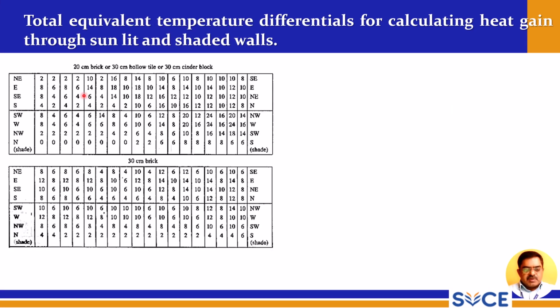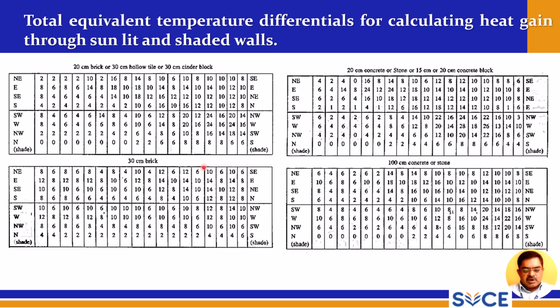So 20 centimeter brick and a 30 centimeter brick, the same table continues, and 20 centimeter concrete or stone, or 15 centimeter or 20 centimeter concrete block, 100 centimeter concrete or stone. So here the radiation will be lesser, because the wall is thicker here.